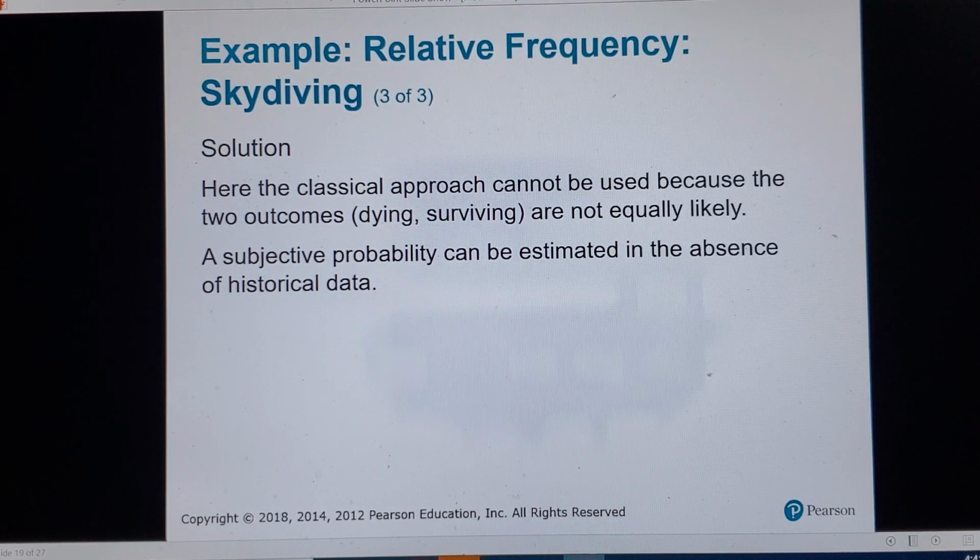If you tried using the classical approach, that's not a really good way to choose, because the two outcomes, dying and surviving, are not equally likely. And that's something else that's sort of overlooked, but the outcomes should be equally likely to happen, because if you already know one's going to happen over the other, that's going to sort of skew your probability.